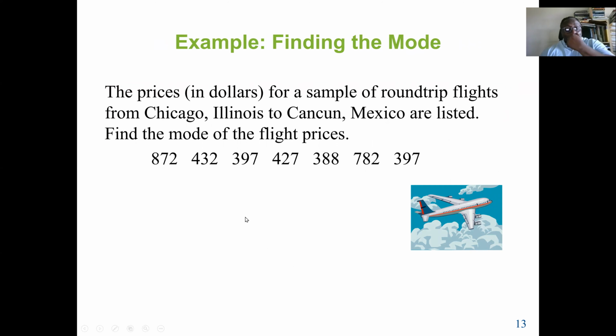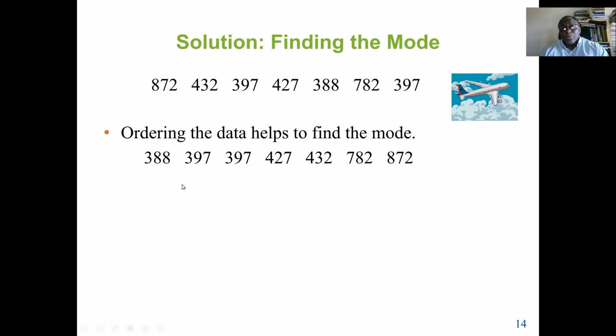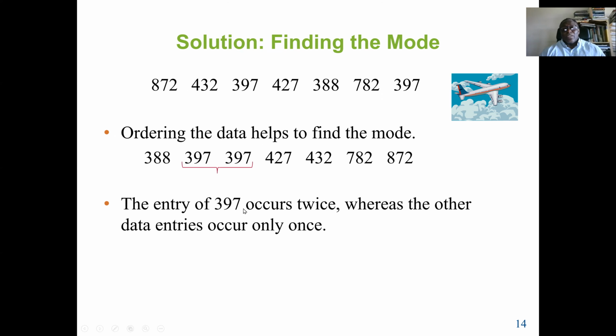So let's see an example again. In this example, first, we can put it in sorting order. We don't have to, but the reason we use sorting order here is so that the values will be more organized and I can go through them very quickly. So we can sort it, and I can see that 397 appeared twice. The rest are only once. So the mode will be 397, which is the central tendency, because it occurred twice.